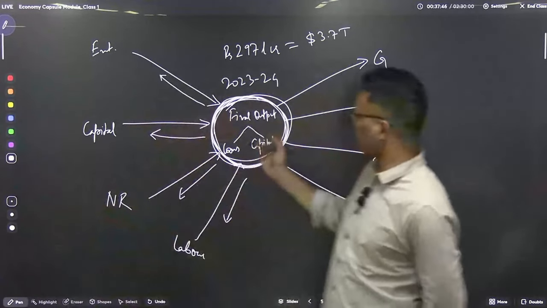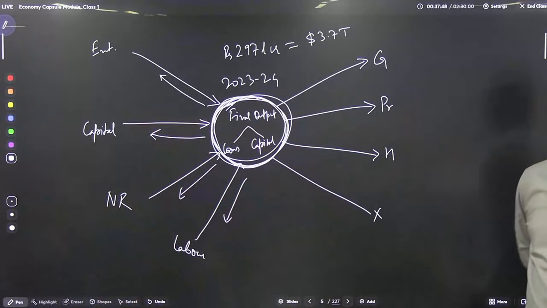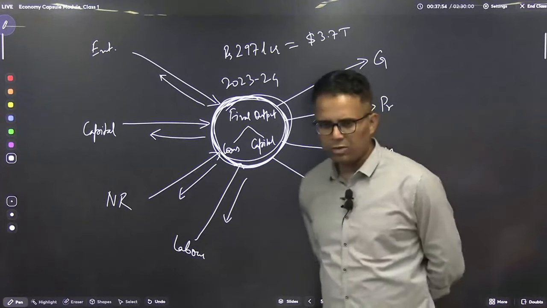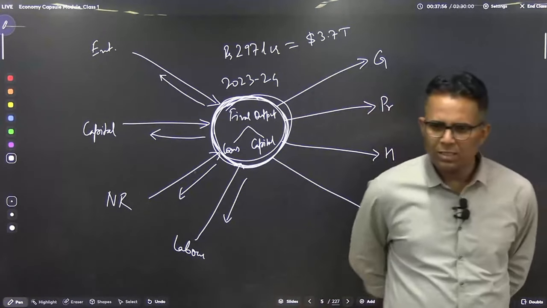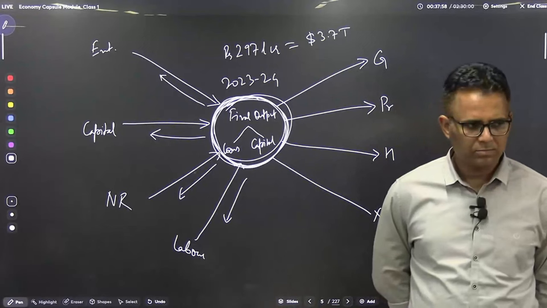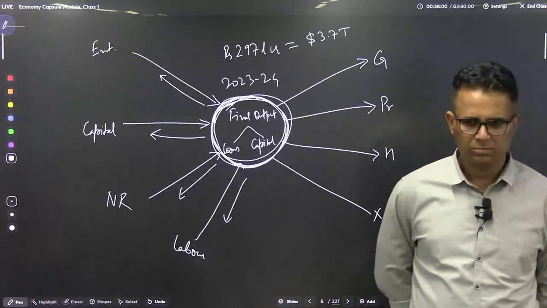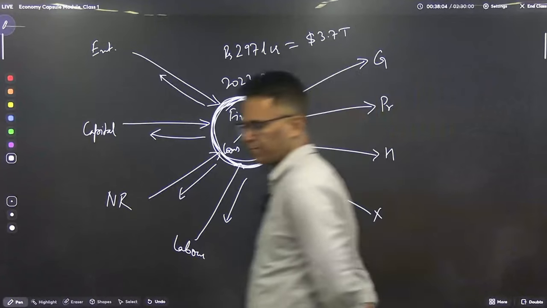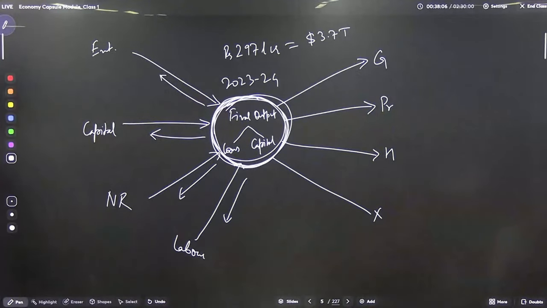So in our economy, approximately 30% is capital goods. So that is called investment, gross investment. We'll come to ki gross kya hota hai. So in our economy, investment is 30%. I am telling you a statement. You have to tell whether it is true or false.